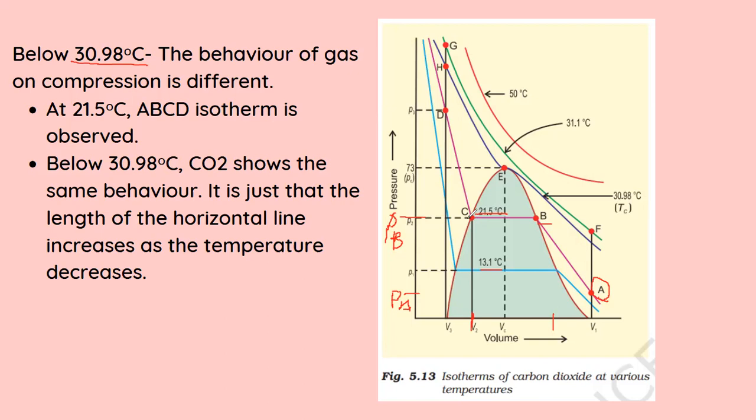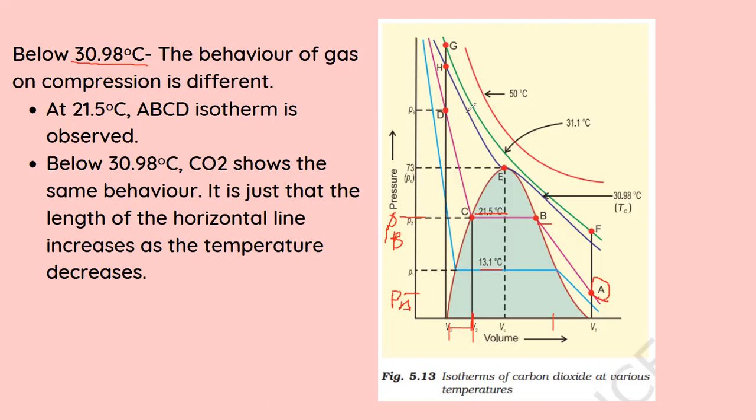Now, from point C to, let's say, point D, the volume change is only this much, but there is a huge change in pressure. It's going from P2 to P3. There's a huge change in pressure, and this in turn shows that even a small amount of compressing of that liquid leads to a huge increase in pressure. And this shows that, again, a lot of pressure is required to compress the liquid carbon dioxide.